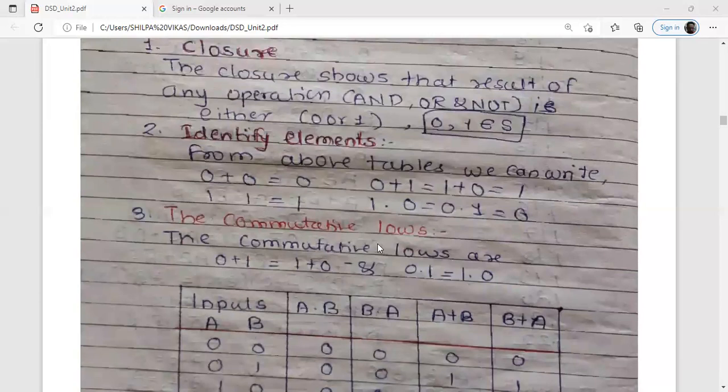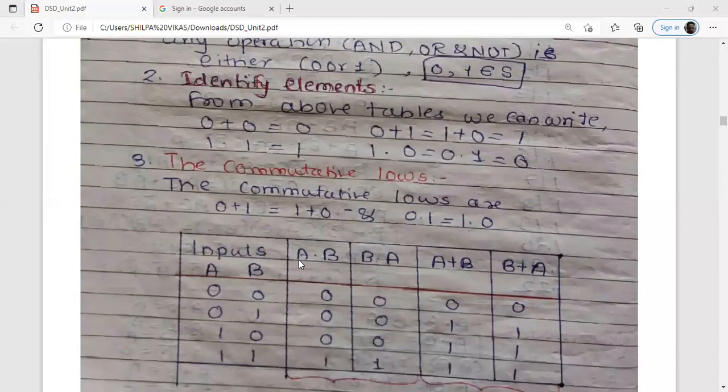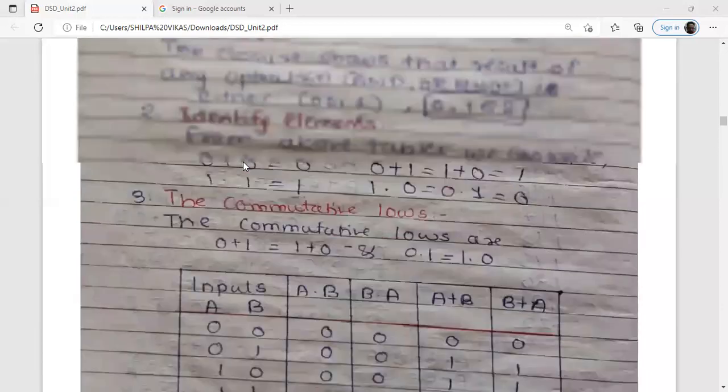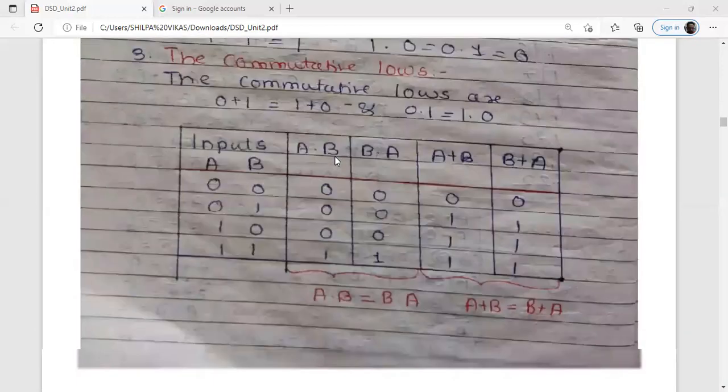Okay, now the commutative law. Let's understand how we can prove these laws by using equations. As we have learned, there are the associative law, commutative law, distributive law, inversion law, and so on. We will see that we can prove these laws by using a truth table or the values. A dot B is equal to B dot A, and A plus B is equal to B plus A. So let's understand how we can prove this law.